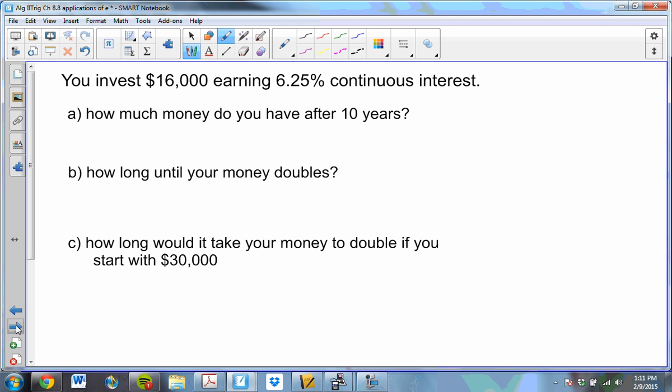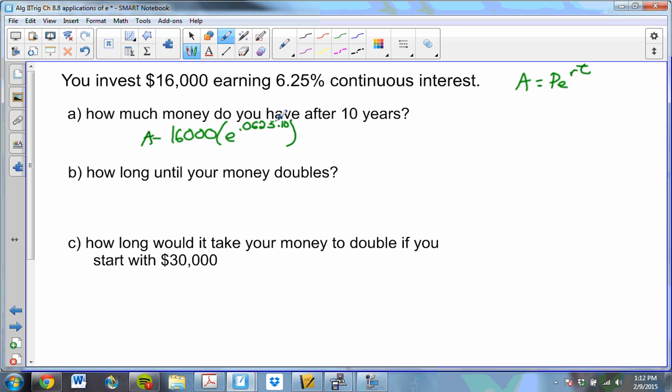So over here, if you invest $16,000, earning 6.25% of continuous interest, well, then I'm going to use this formula here. Our final amount is our starting amount times e to the rt. It's often called PERT. How much money do you have after 10 years? Well, then our starting principal P is 16,000. Then we're going to do e to the 0.0625 times 10.